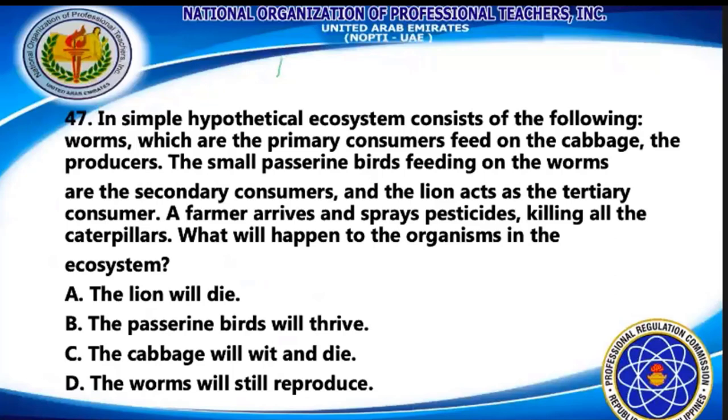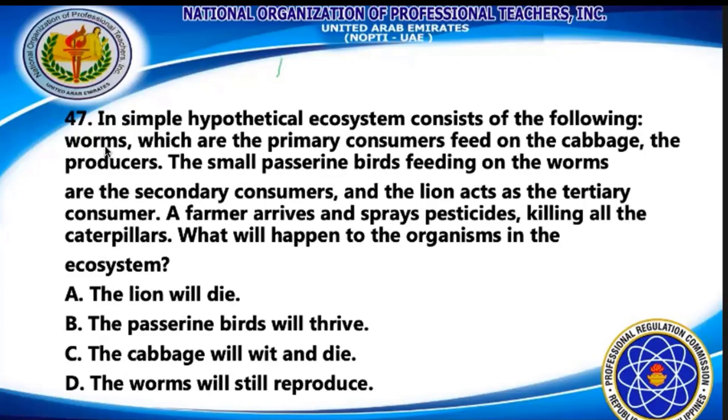47. In a simple hypothetical system consists of the following. Si worm daw, siya ang primary consumer na nag-feed sa cabbage. Si cabbage ang producer. Siya yung nagbigay ng pagkain. Small passerine birds feeding on the worms are the secondary consumers, and the lion acts as the tertiary consumer. A farmer arrives and sprays pesticides, killing all the caterpillars. So, saan galing ang caterpillar? Siyempre sa worm.